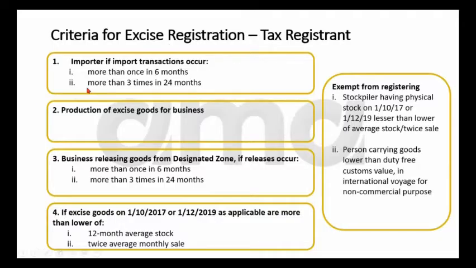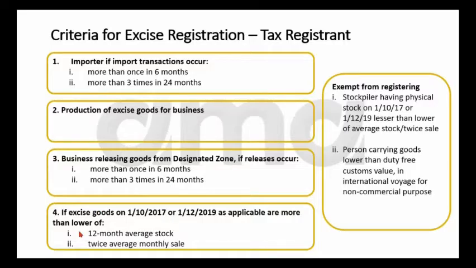Likewise, whoever is the producer who is producing goods for an excise goods business will have to register for the excise tax. Third, the businesses which are releasing goods from a designated zone: again, it's the same rule. If they are making releases more than once in 6 months, or more than thrice in 24 months, then it will be mandatory that they register.